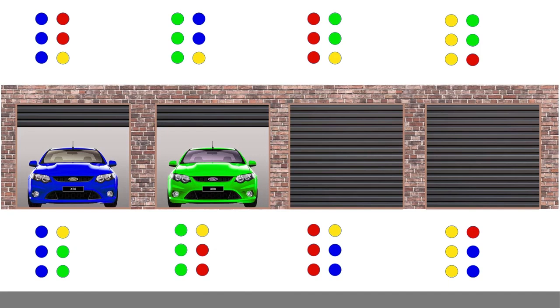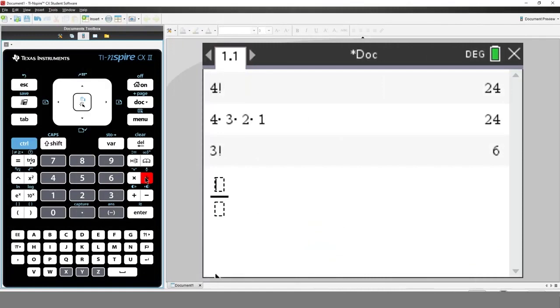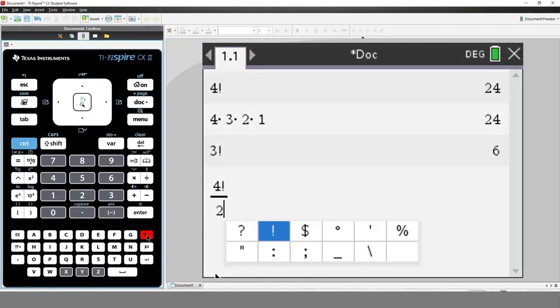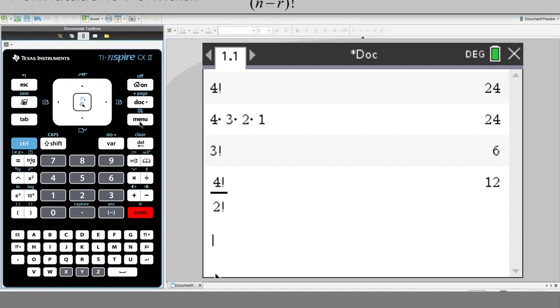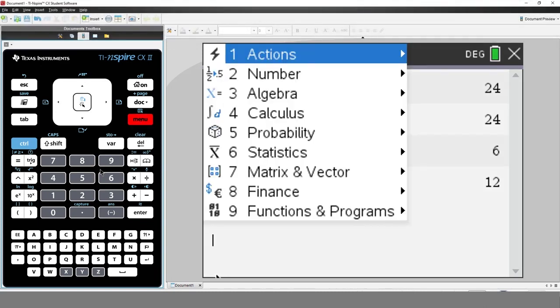To calculate the permutations, we can simply divide by the total number of arrangements that we can't see. So that would be 4 factorial divided by 2 factorial. Or, in general, n factorial divided by n minus r factorial, which is the permutations formula. Permutations can be found in the probability menu.